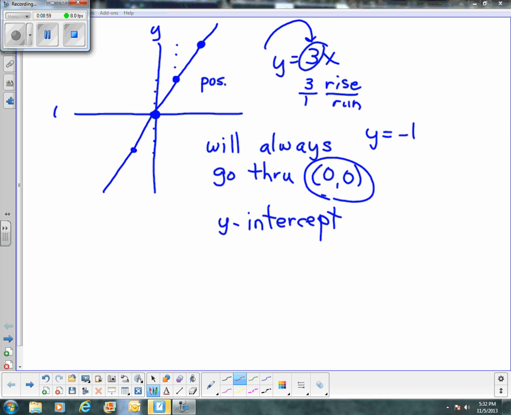let's see what that line will look like. Plot at 0, 0, negative 1, up 1 over 1, up 1 over 1, up 1 over 1, down 1 over 1, down 1 over 1. Okay, that line will have a negative slope. So if k is less than 0, we will have a negative slope. And if k is greater than 0, like we saw over here, we have a positive slope.